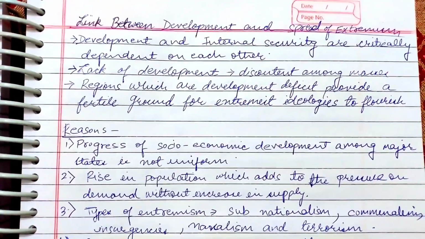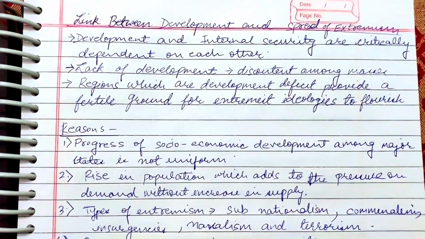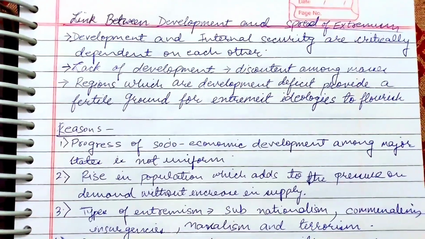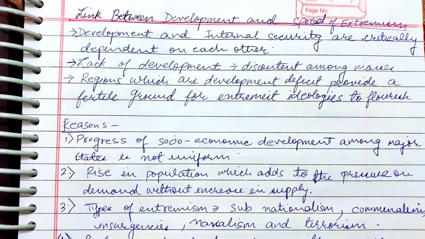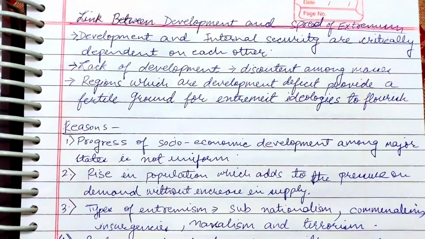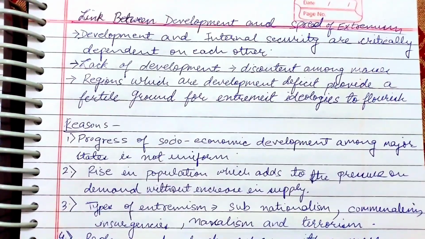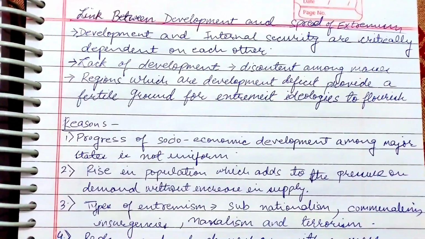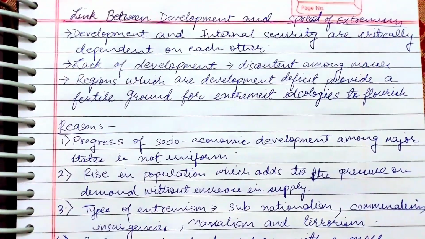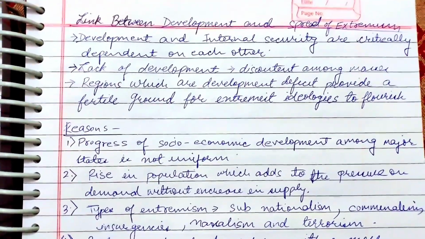So now let's start. Development and internal security are critically dependent on each other, and a lack of development creates discontent among the masses. Regions which are development deficit provide fertile ground for extremist ideologies to flourish. This is the link between development and spread of extremism. You can remember these three points.